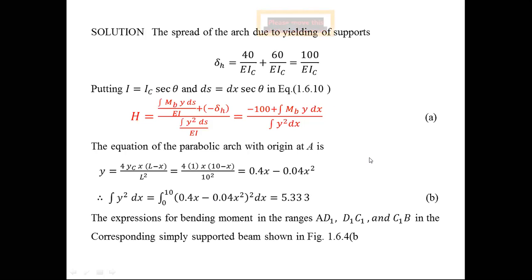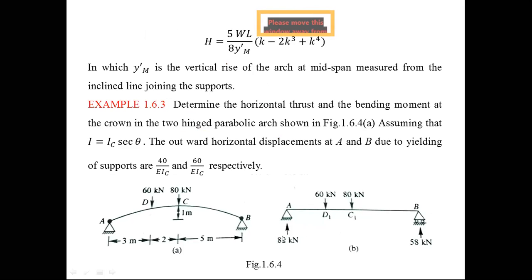So now you write the bending moment for this section. This is simply supported. Write AD1. Take the section in between AD1. Consider the section X at a distance X from A. Then you write 82X. The limit is 0 to 3. And next is D1 C1. Consider the section in between portion D1 C1, and you can write the moment equation 82X minus 16 into X minus 3. Simplify. What is the limit? 3 to 5.